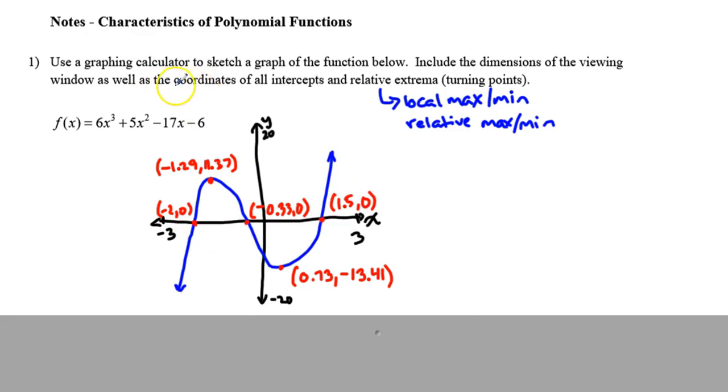Looking back at the directions, it does say find all the intercepts, and so it looks like we have not found the y-intercept here, but that's easy, right? That's when x is 0, so we can just sub in a 0 for x, and we get the -6. So when we sub in 0, when this is in standard form, we get 0, -6. We didn't need the calculator for that.